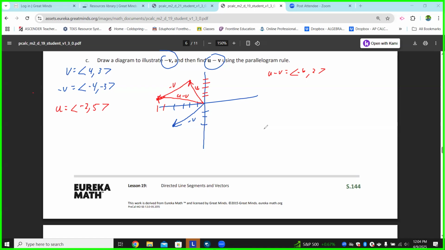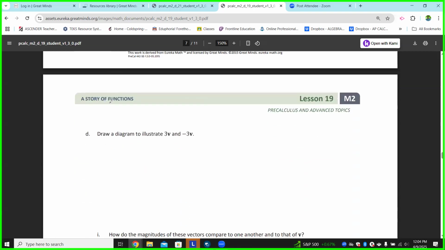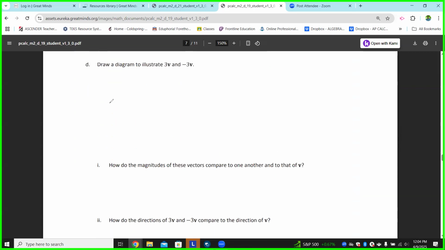All right, any other questions on that? All righty. So again, that one just had you do 2 different graphs. Part D does kind of the same thing. It asks you to graph both 3V and the opposite of 3V. So let's look at that real quick.